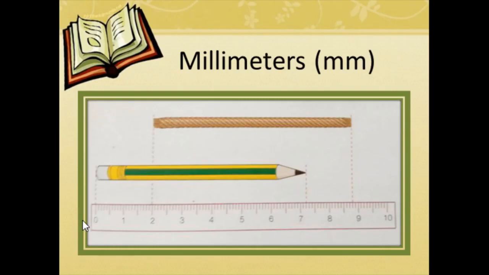If you can see on the ruler, 1 millimeter starts after the 0 mark. So if you try to count, we have 0 and then 1, 2, 3, 4, 5, 6, 7, 8, 9, 10. Therefore, 1 centimeter is equal to 10 millimeters. Can you follow? Alright, very good.